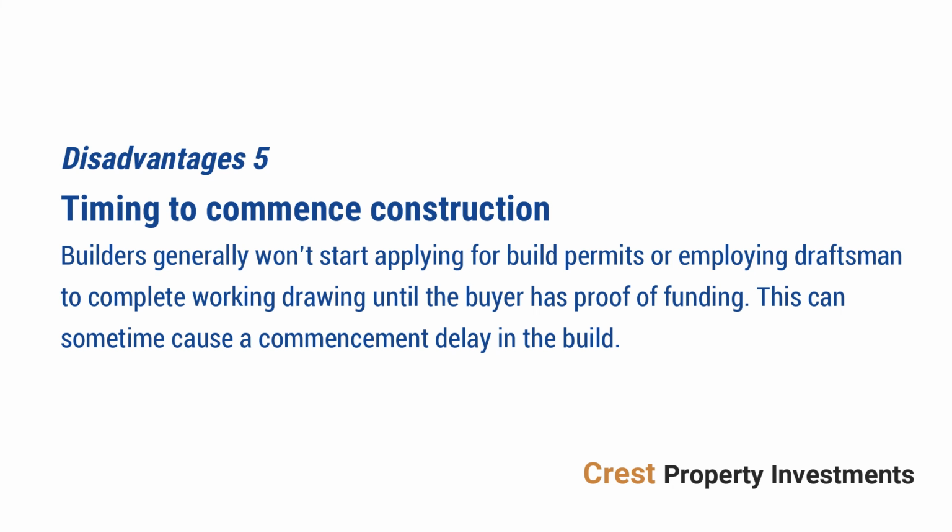Finally, another disadvantage is timing of commencing construction. Builders generally won't start applying for build permits or employing draftsmen to complete working drawings until the buyer has proof of funding. This can sometimes cause a commencement delay in the build. Most builders work as fast as possible, but there's a sequential process that they must adhere to. Looking at past experiences, this can take anywhere between 4 and 6 weeks from you owning the title of that block of land to the build starting.